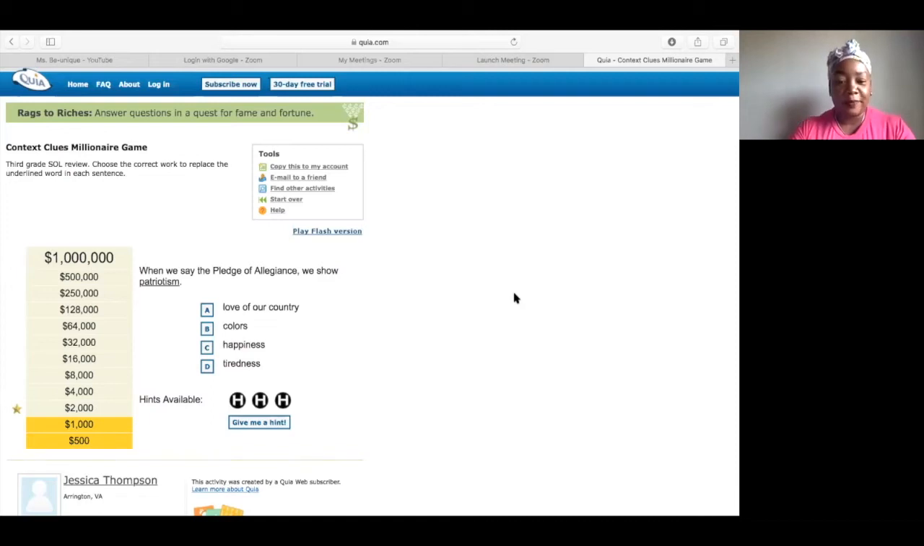All right, awesome. Okay, going back to the game now. It says, when we say the Pledge of Allegiance, we show patriotism. Looking at the word patriotism and using the clues around the word, is patriotism A, love of our country, B, colors, C, happiness, or D, tiredness? A, B, C, or D?